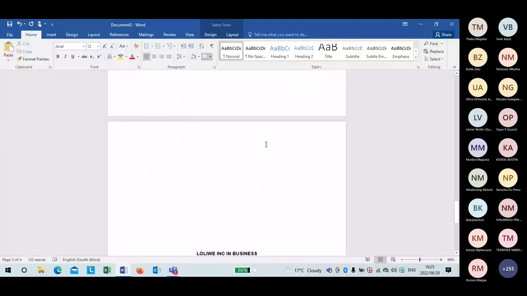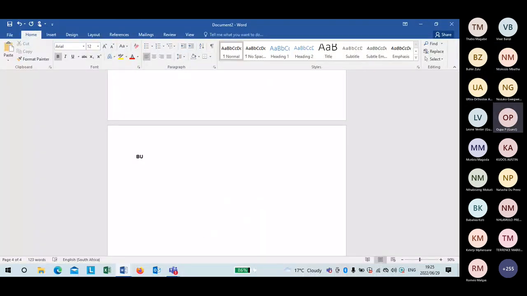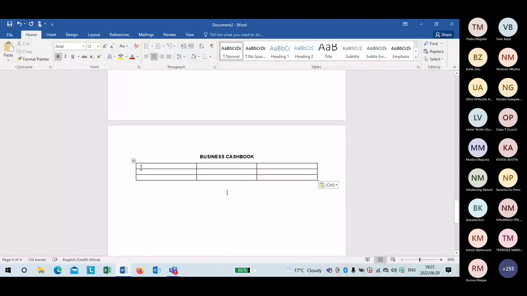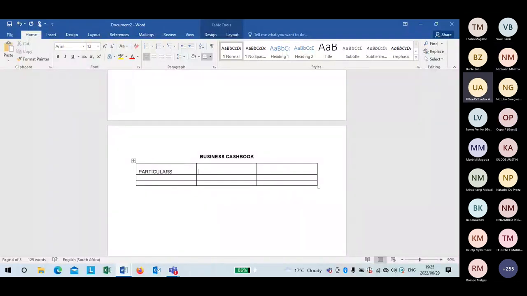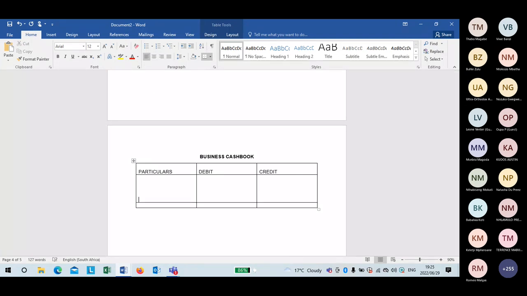So we will create the business cash book here, so that we can debit. We never used the business cash book before. It will have particulars, debit, and credit columns. What do we say under particulars? Trust cash book. Do we debit or credit? We debit. How much? 230. Yes.